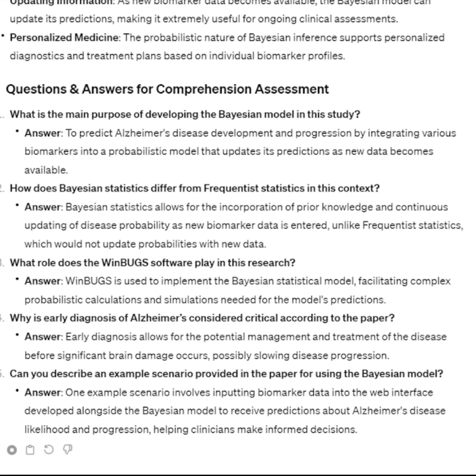disease progression. 5. Can you describe an example scenario provided in the paper for using the Bayesian model? Answer: One example scenario involves inputting biomarker data into the web interface developed alongside the Bayesian model to receive predictions about Alzheimer's disease likelihood and progression, helping clinicians make informed decisions.